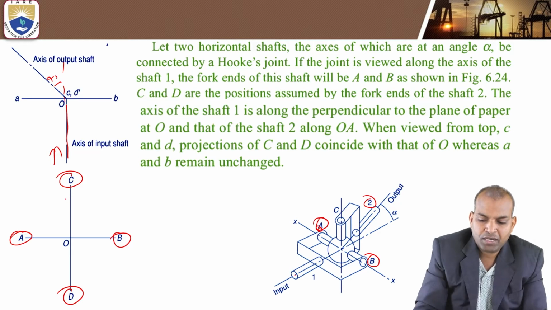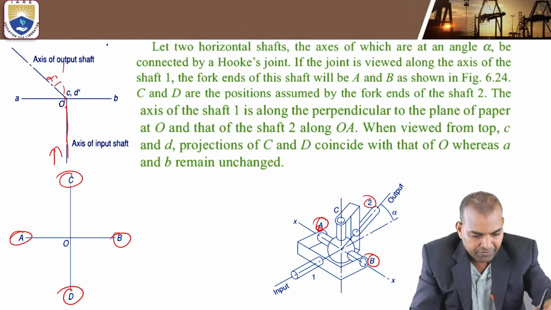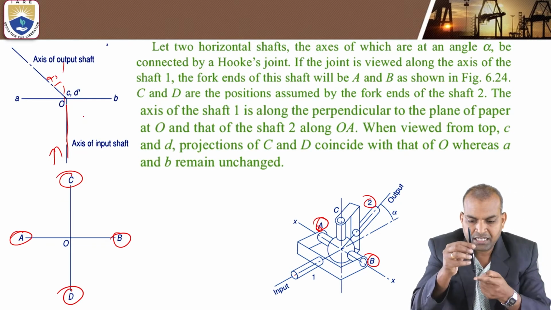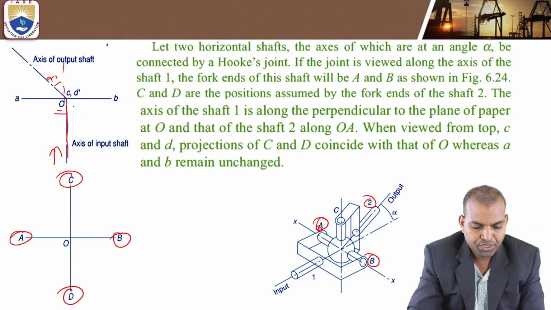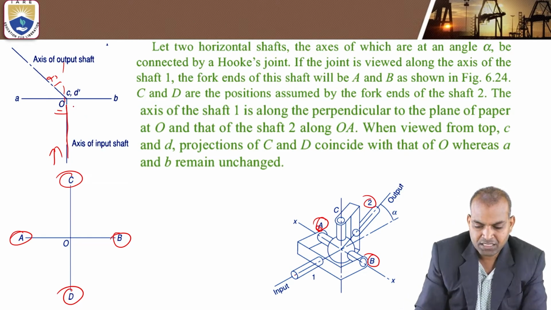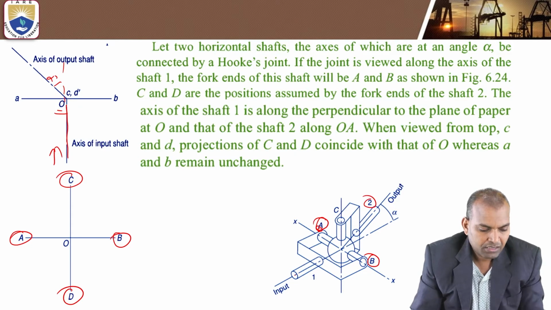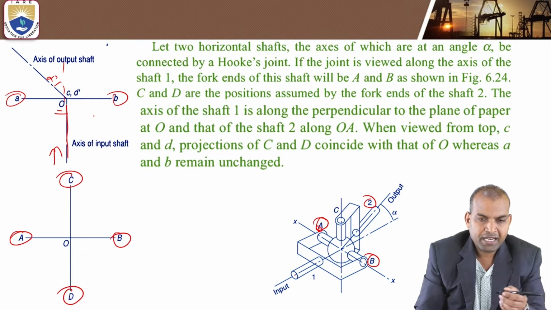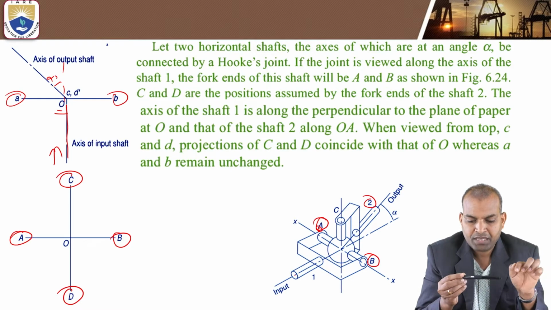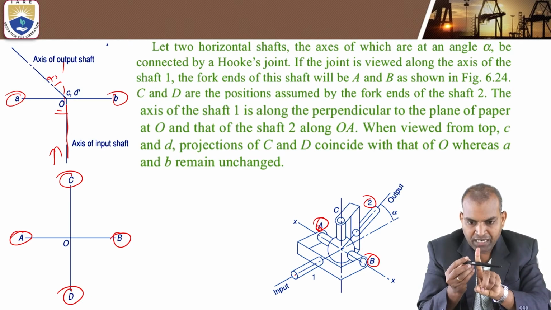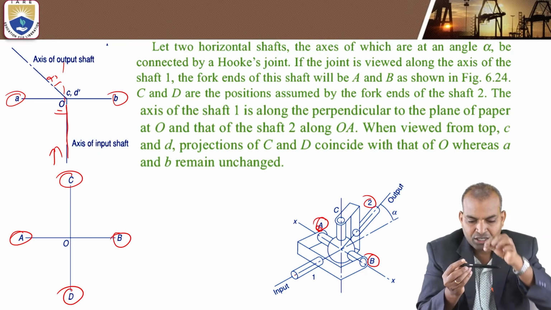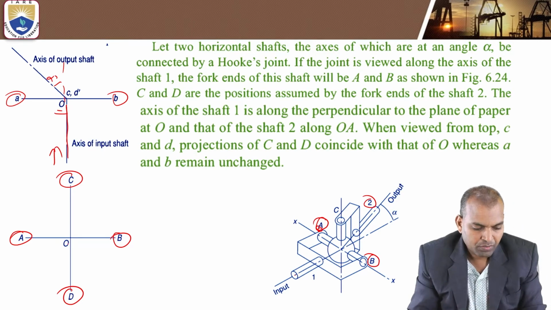When viewed from top, C and D coincide at point O, as projections c and d. Whereas this ab, small letters ab, remains unchanged. Why does ab remain? This is the true shape, the horizontal line, the true shape in top view. But the perpendicular line is like a projection, like a dot. That point coincides with point O.